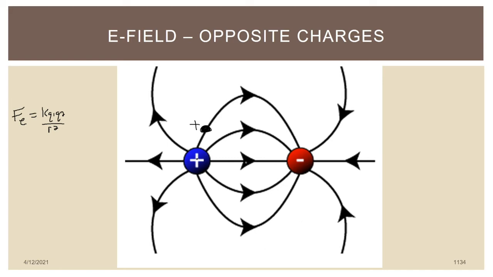Of course, if we put a positive charge right in the middle, right here, it's going to be equally repelled by the positive charge as it is attracted by the negative charge, and so it's just going to move over there in a straight line.